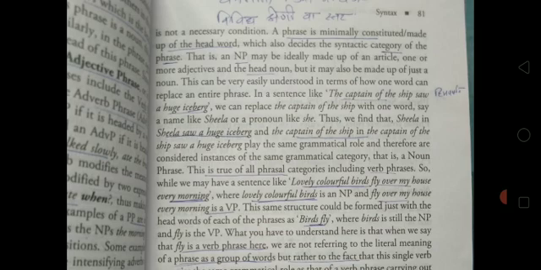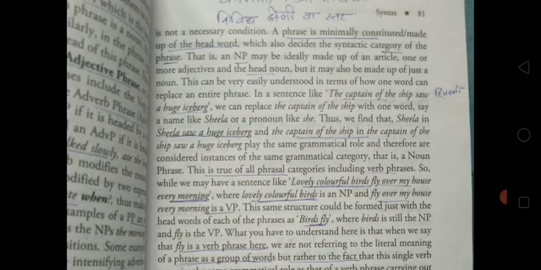I will repeat here: in a sentence like the captain of the ship saw a huge iceberg, we can replace the captain of the ship with one word, say a name like Sheila or a pronoun like she. Thus, we find that Sheila saw a huge iceberg and the captain of the ship saw a huge iceberg play the same grammatical role and therefore are considered instances of the same grammatical category, that is a noun phrase. This is true of all phrasal categories including verb phrases.